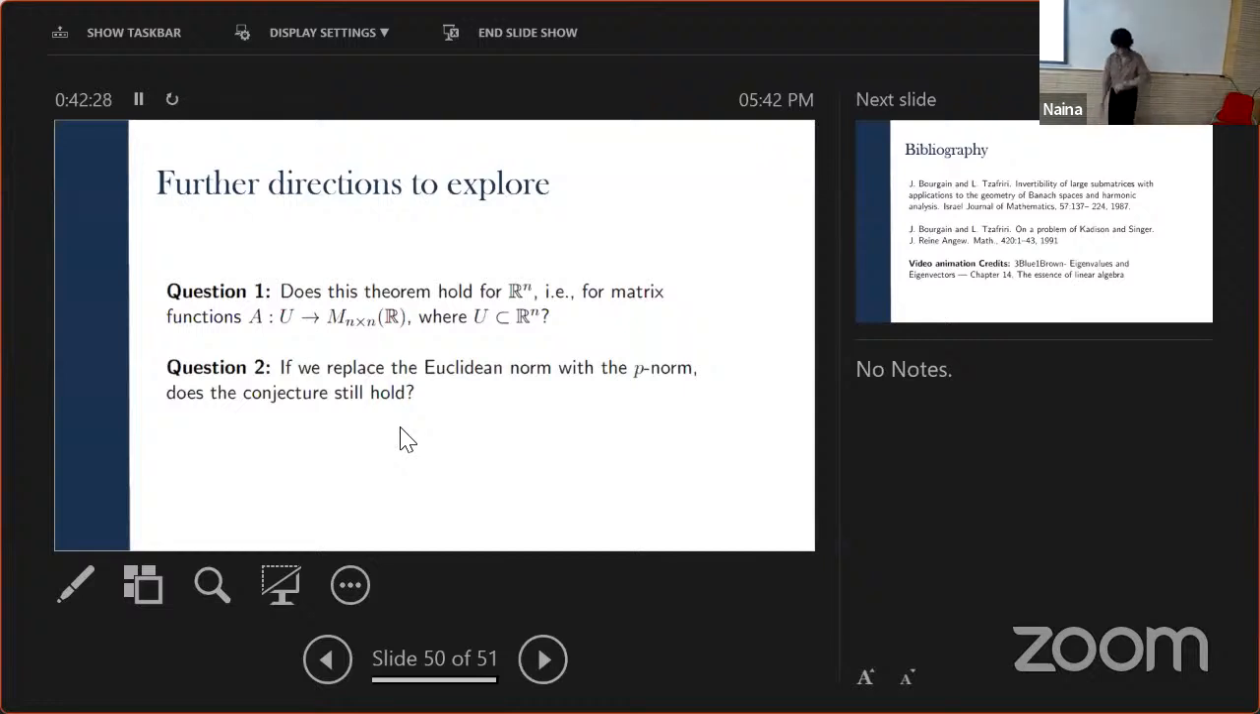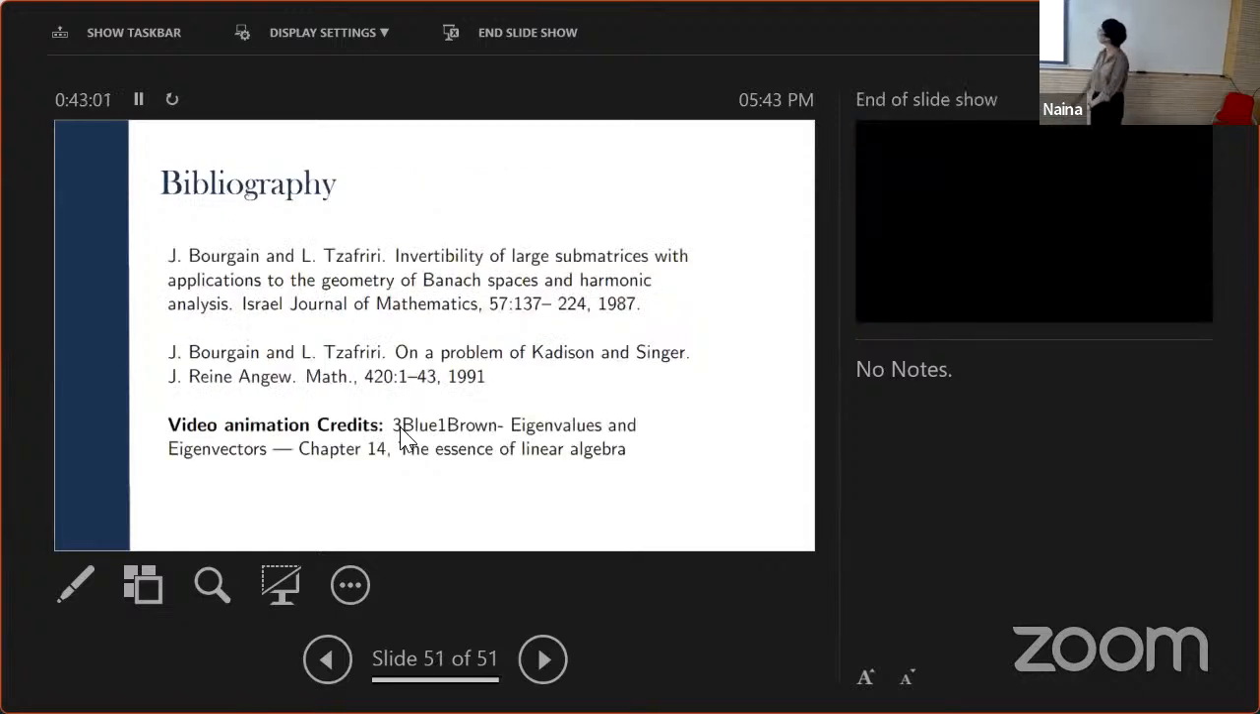A further direction we could approach is looking at R^n. We just had one variable. What if we have multiple variables? We want to look at maybe how the matrix changes along a circle or something. Does the theorem still hold? Can we still find n-dimensional subspaces? Another question we could look at is, what if I replace the Euclidean norm with some other P norm? Does the conjecture still hold? So yeah, that's what we did.